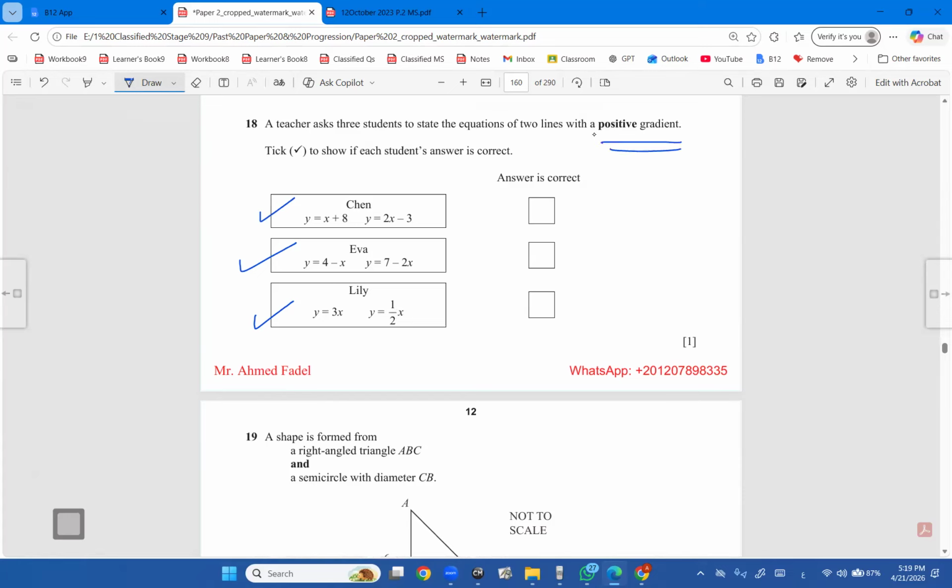The positive gradient is here, positive gradient, and here positive gradient. Yes, here the gradient is 1, the gradient is 2. So correct. Here is it positive gradient? No, it is negative, and here also is negative gradient. So no, I'm not going to tick it. Lily, she's saying that this is a positive gradient and this is a positive gradient. Yes, she is also correct.